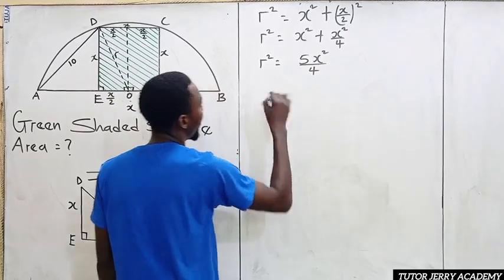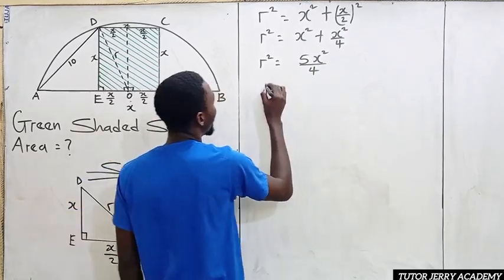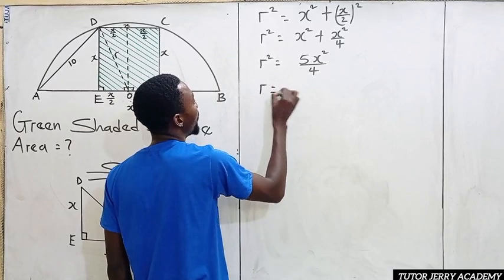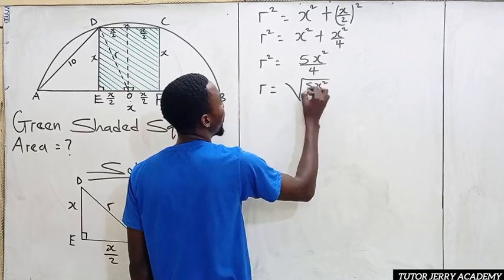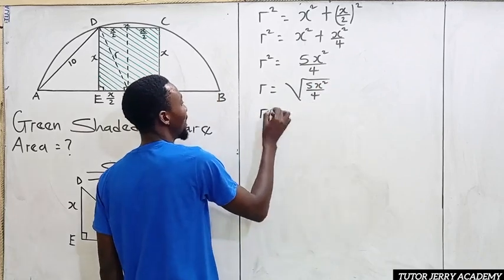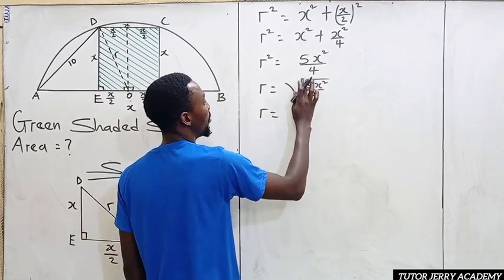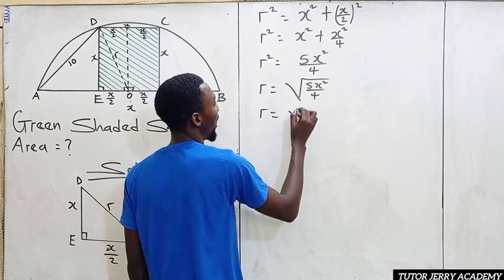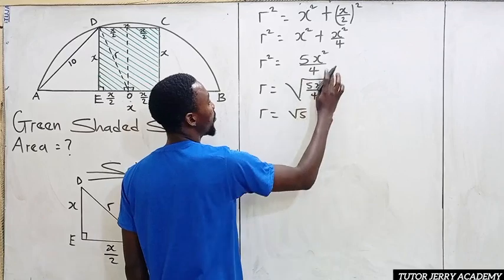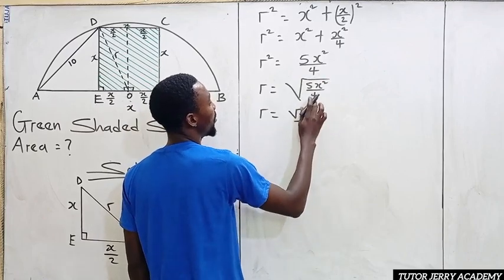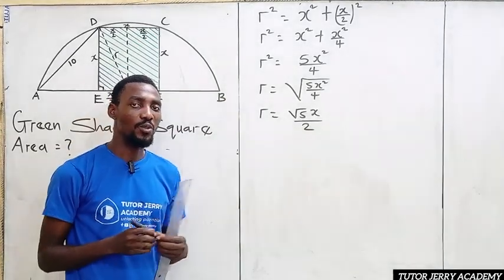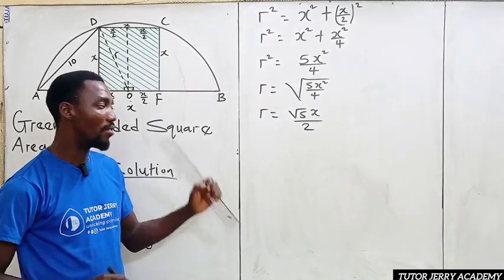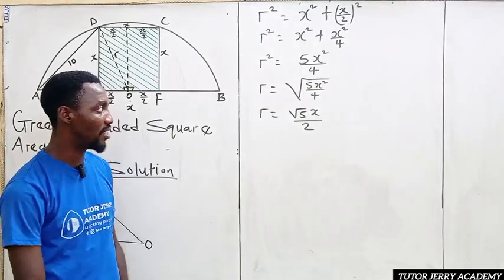Right? So now if I square root both sides, it means that r will be equal to the square root of 5s squared all over 4. The square root of 5 is root 5, the square root of s squared is s, and the square root of 4 is 2. So our r is going to be root 5 s all over 2. That is going to be our radius.